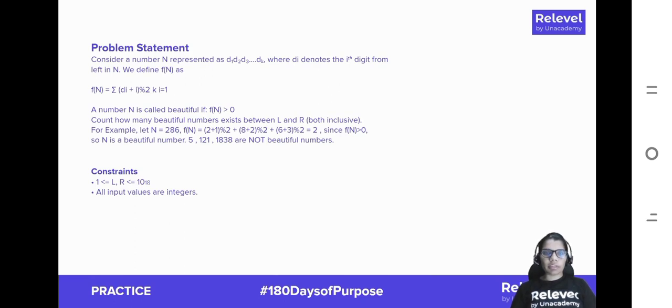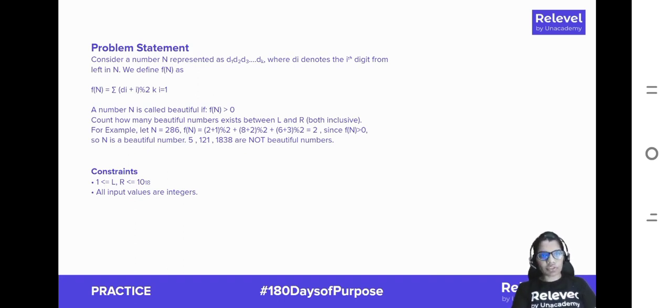For example, there is a number 5. If you will do 5 plus 1, it would become 6, as 5 is on first index. And if you will take its modulo by 2, so 6 modulo by 2 would give you 0, as f of n is not greater than 0. So that 5 won't be a beautiful number, right?